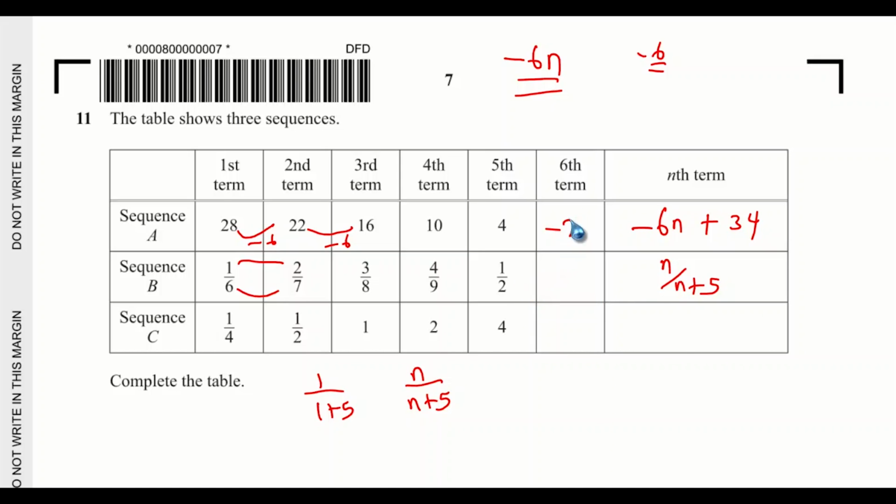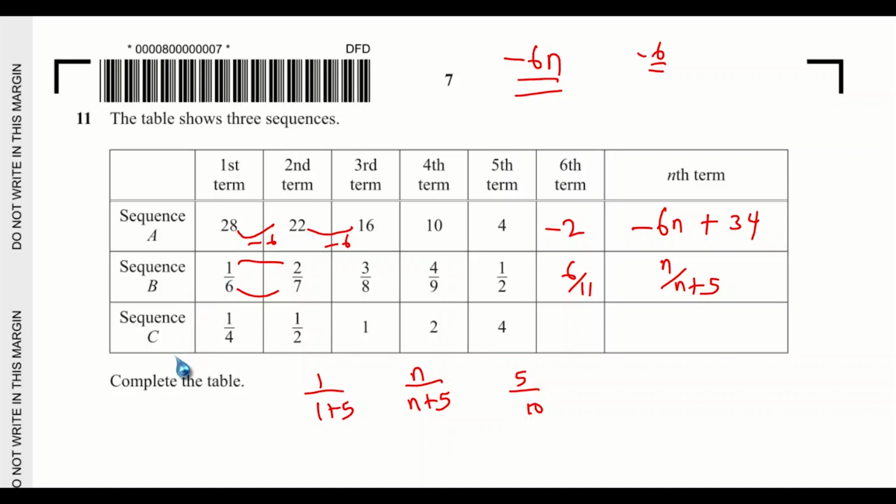I'm yet to find the 6th term here. If you follow the pattern, the 5th one should be 5 over 10, which simplifies to 1 over 2. So the next one here will be 6 over 11.